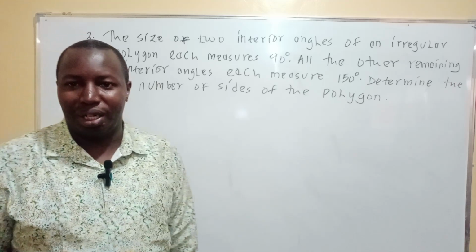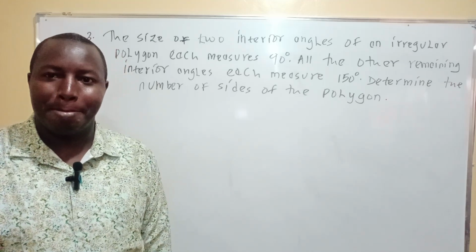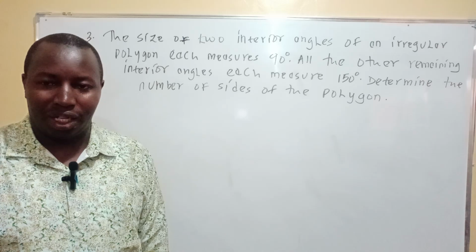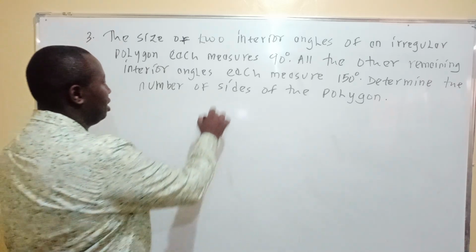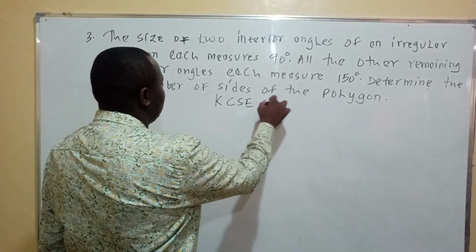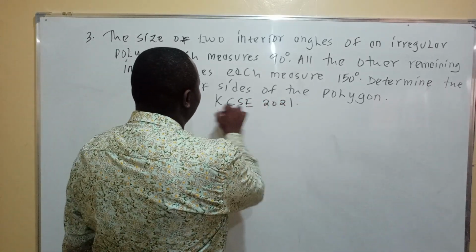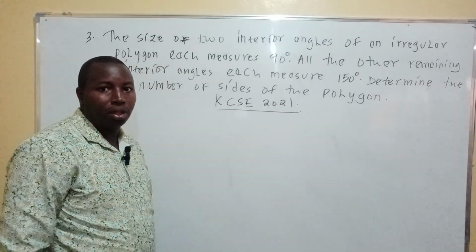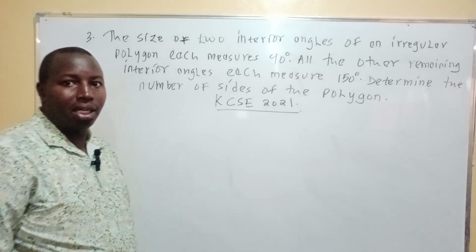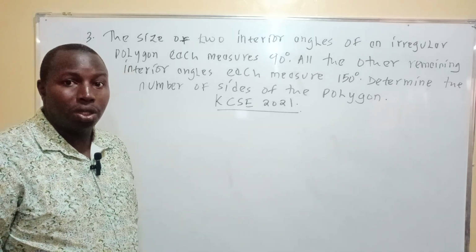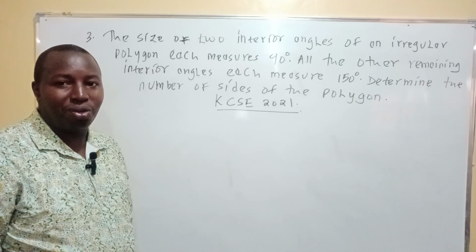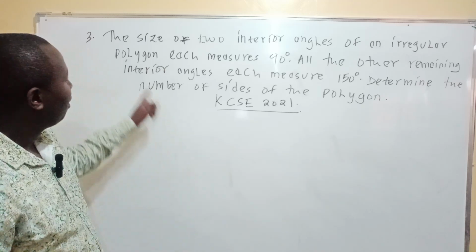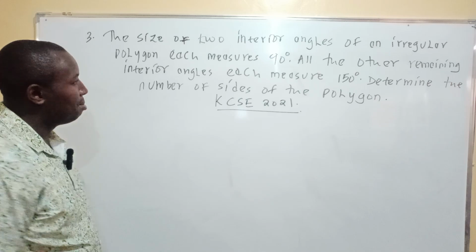The topic we are going to learn is in Form 1, angles and plane figures. This is a past KCSE question, KCSE 2021. This is a 3 marks question. I want to see what the examiner was testing in this question, on angles and plane figures in Form 1.